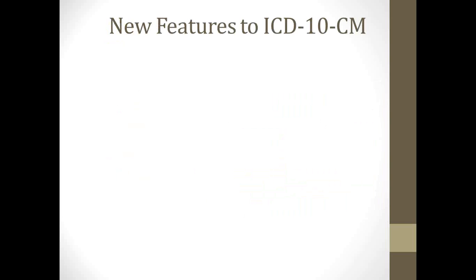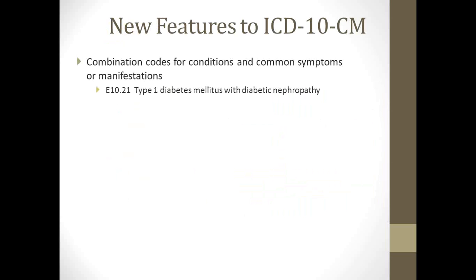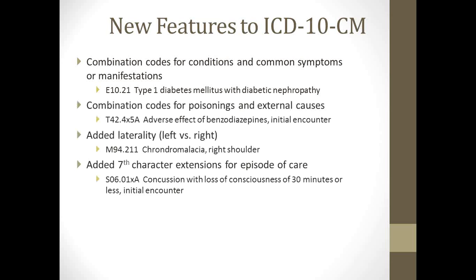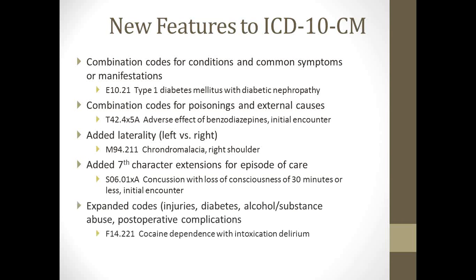Here's some new features to the new ICD-10. Combination codes for conditions and common symptoms. There's also combination codes for poisoning and external causes. The added laterality of left versus right. There's an added 7th character extensions for episode of care. Expanded codes for injuries, diabetes, alcohol, substance abuse, postoperative complications.